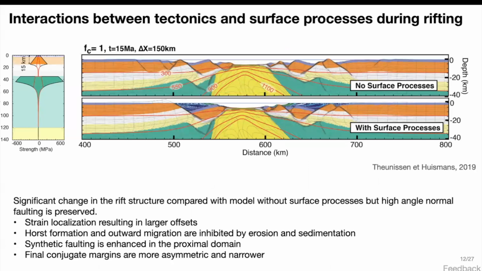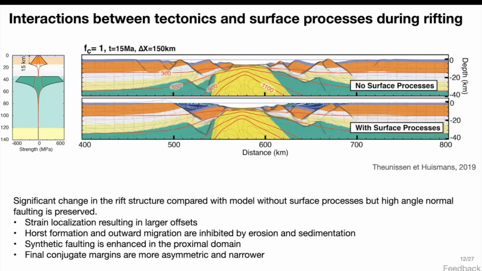So in that situation, if we consider this normal situation and apply erosion, we use a similar formulation, except that it's a 1D solution in these models. We have a case without surface processes on top, and with surface processes in the bottom. What we see is a significant change in the rift structure compared to the model without surface processes. We keep having this high-angle normal fault, but first we have much more strain localization, so the margins are much narrower, and they accumulate much more offset.